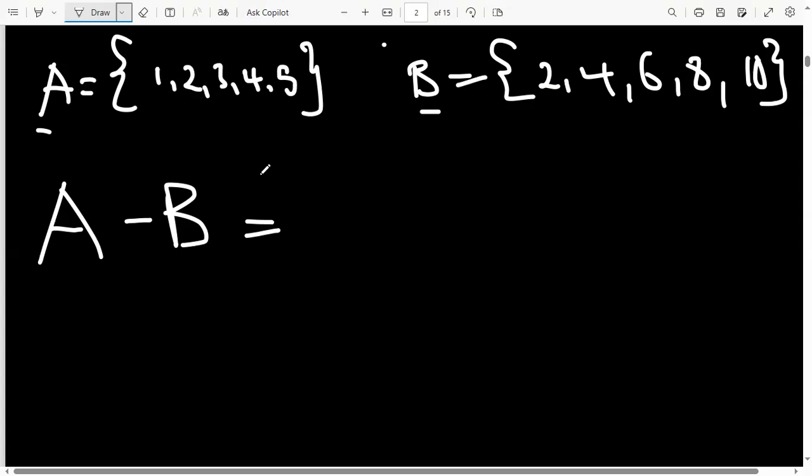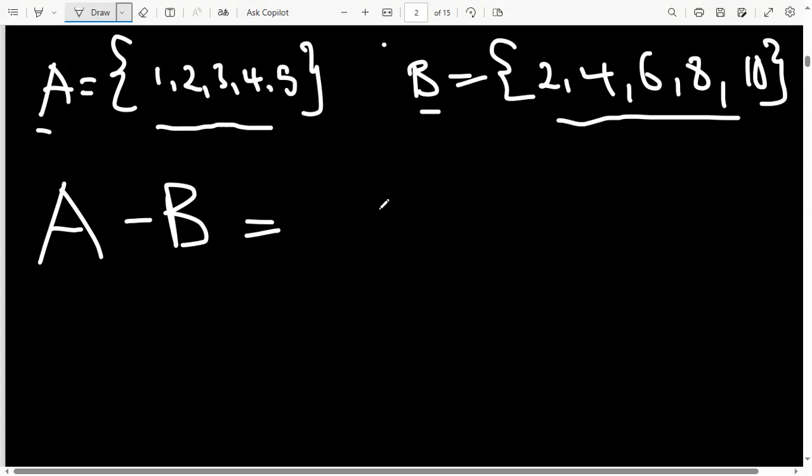Okay, so the set difference simply means that A minus B contains elements in A, but not in B. That's what A minus B means. We are getting all the elements that are in A, but they should not be in B. So when you look at this set here, and then you look at this set here.